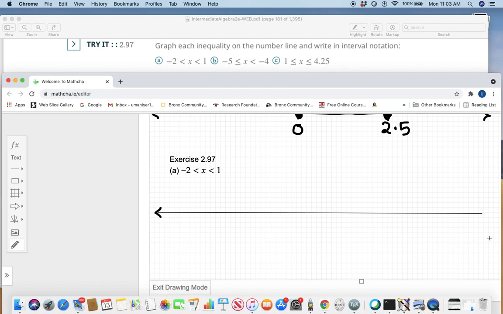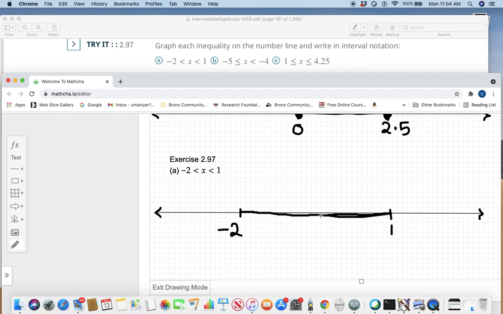Okay. This is a number line. Look at the numbers -2 and 1. -2 is smaller than 1, so it goes to the left. 1 is on the right. This says -2 is less than x, which in turn x is less than 1. In other words, x is between these two.